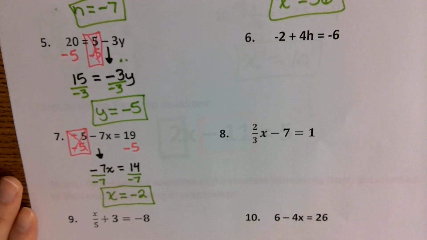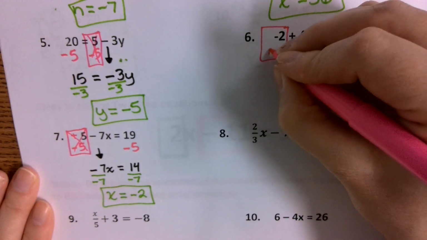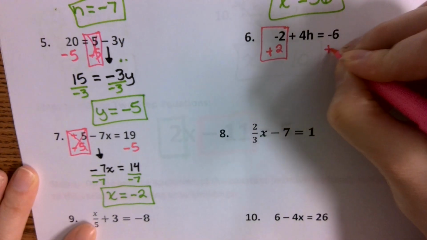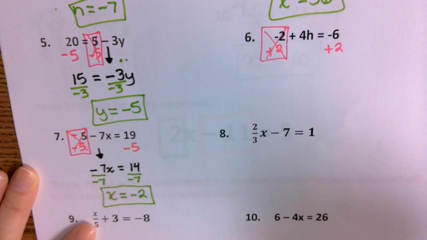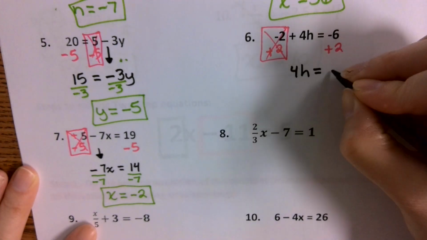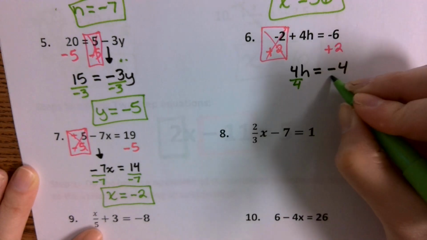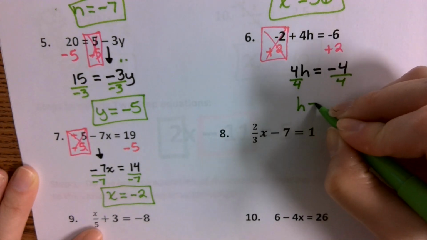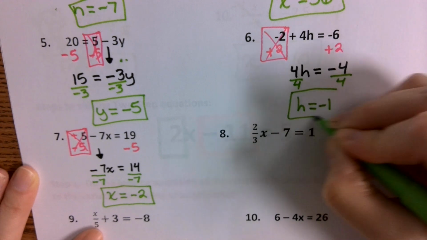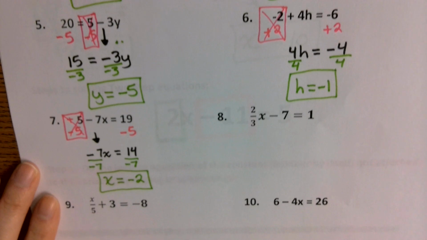For problem number 6, the inverse operation to this negative 2 is a positive 2. So we're going to add 2 to both sides. That leaves us with a positive 4h is now equal to negative 4. We would then go ahead and divide both sides by 4, and we would get h is equal to negative 1. Problem number 7 we already did.